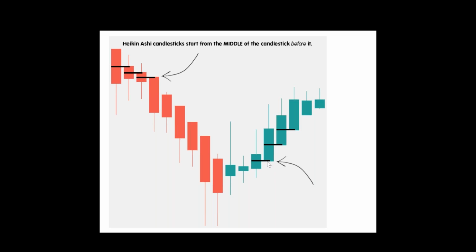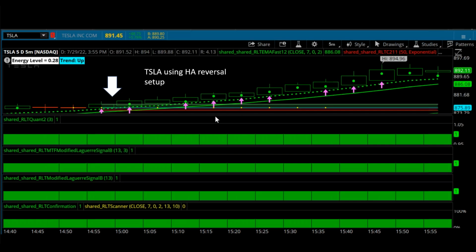That's the way they're constructed. All right, so that's one thing to be aware of. All right, so this is what they look like. So let's look at some of them here now.